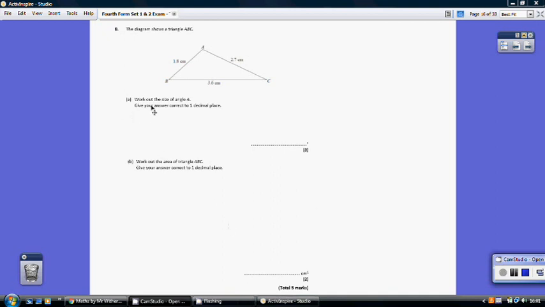Question 8. Now we've got to work out the size of angle A. Now this is trickier, because this is not a right angle triangle. So we're going to have to use the cosine rule, and we're going to have to rearrange it so that we have really the angle as the subject rather than a length.